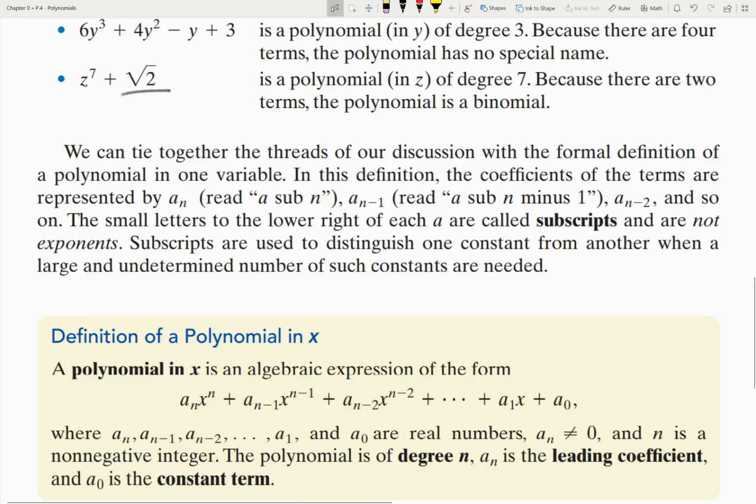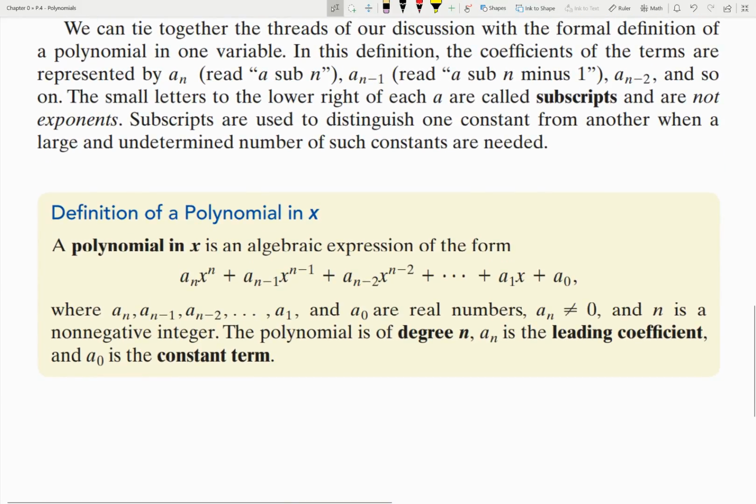They are just used to distinguish one constant from another, right? When you don't know what the number is actually going to be. So when we look at the definition of a polynomial, we see that the subscript and the exponent match. And the only reason for that is to say this coefficient goes with this term, this coefficient goes with this term, and so on and so forth. It's just to distinguish that they could be different. They don't have to be different, but they could be. And it just shows you which term each coefficient goes with.